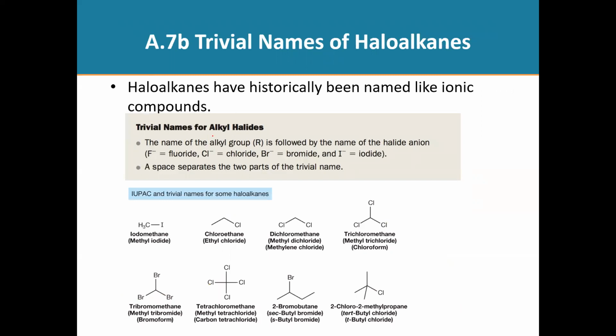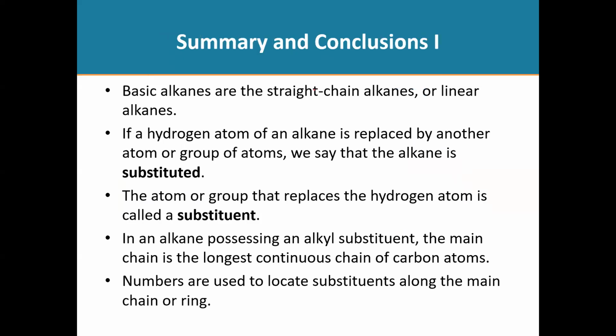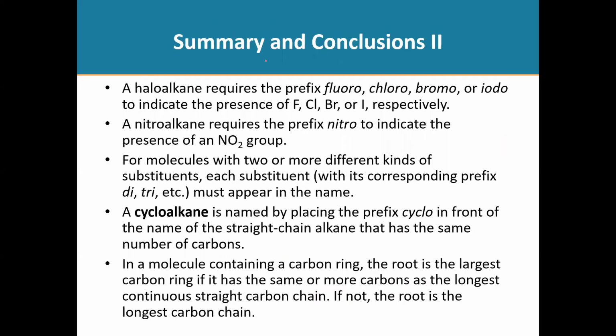So you have trivial names for alkyl halides. So again, you have the trivial name and the IUPAC name. Trivial names for ethers. And here are some summary and conclusions. So basic alkanes are the straight chain alkanes. If a hydrogen atom of an alkane is replaced by another atom, remember if this hydrogen, that's not a good place to put that. If this hydrogen now is a chlorine, it has a substituent on there, has a halo group, and numbers are used to locate substituents along the main chain or ring.